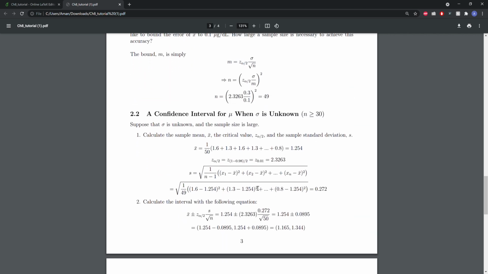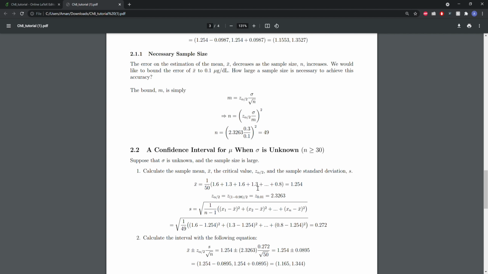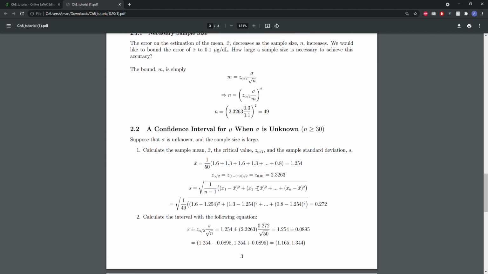Now, part 2 shows you how to calculate the confidence interval for mu, which is again the true mean blood lead levels in Canadians when sigma is unknown and the sample size is large. So a large sample size would be anything over 30. We're going to be using the same question. So the first step is to calculate the sample mean, the critical value, and the sample standard deviation. And again, the critical value comes from the normal distribution.